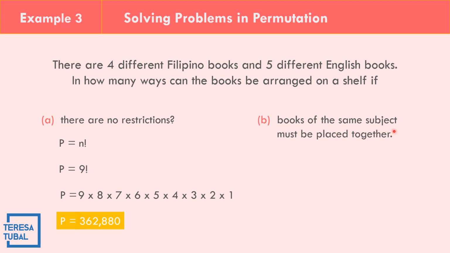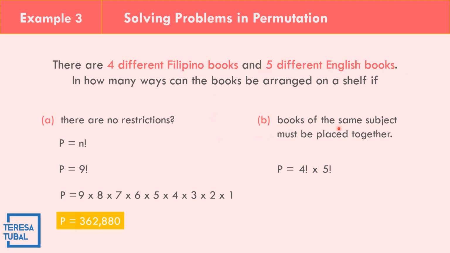How about for letter B? Books of the same subjects must be placed together. So what could be the formula? So P is equal to 4 factorial because we have 4 different Filipino books, times 5 factorial because we have 5 different English books.